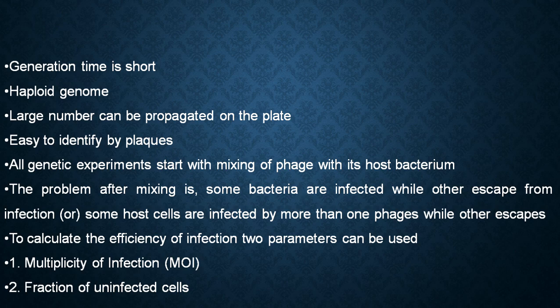All genetic experiments start with mixing of phage with its host bacterium. The problem is that after mixing, some bacteria are infected while others escape from infection, or some host cells are infected by more than one phage while others escape. To calculate the efficiency of infection, two parameters can be used. First one, multiplicity of infection, MOI. Second one, fraction of uninfected cells.